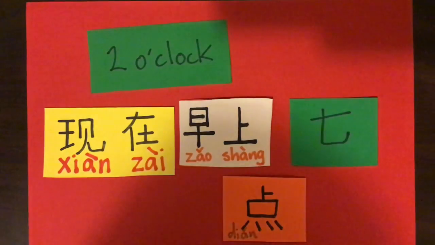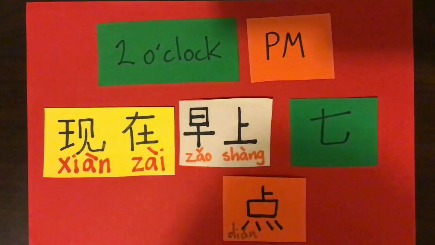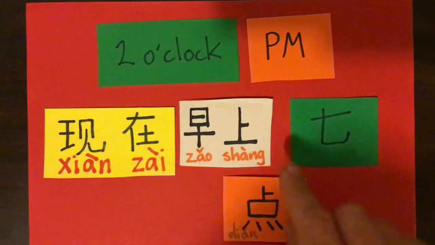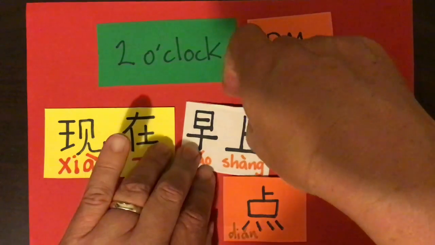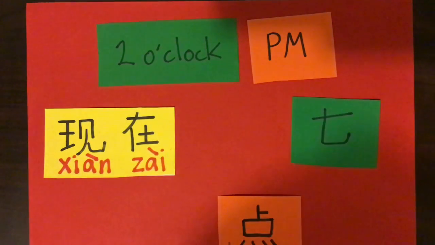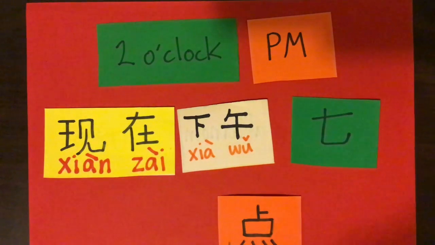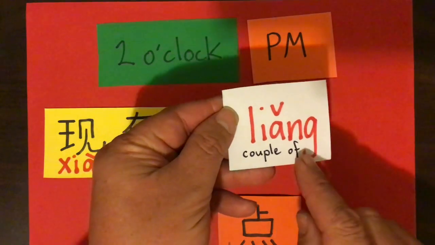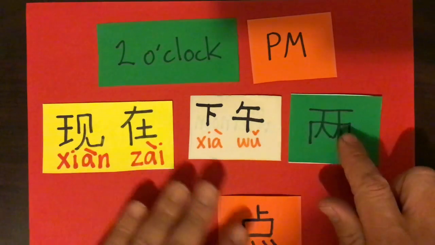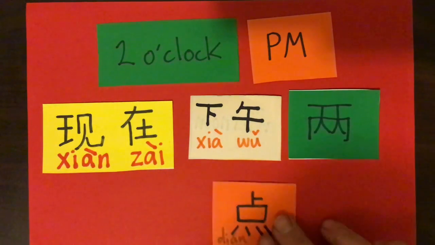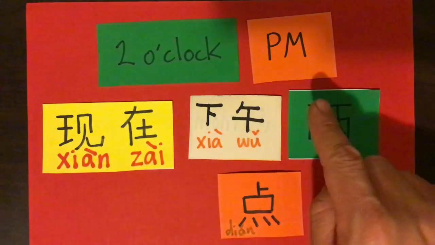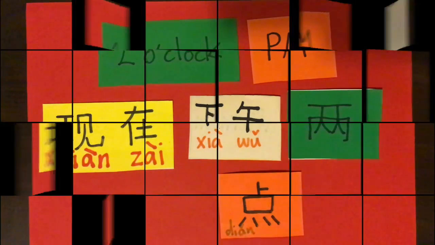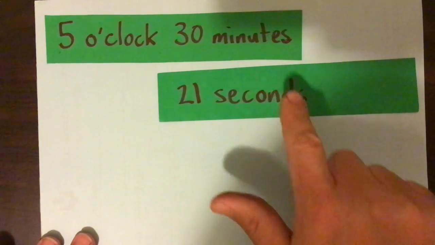Let's change the time. So it is now 2 p.m., 2 o'clock p.m. If I was going to say it is 2 in the afternoon, I'm still going to keep 现在. I'm not going to use 早上 anymore because that's early morning. I need the word for afternoon, which is 下午. And I'm going to use liang, a couple of. Remember, this is our counting word for a couple of when we're counting things and time. So right now it is 2 in the afternoon, 现在下午2点.